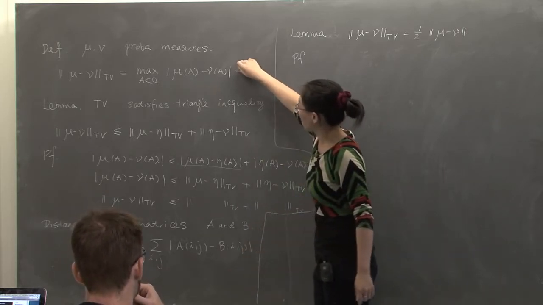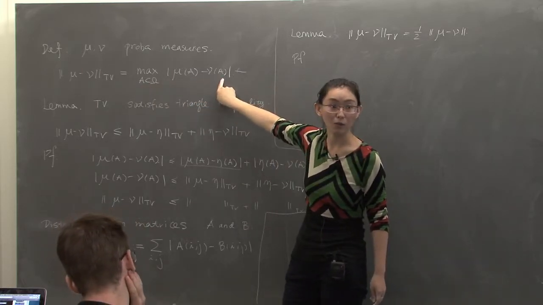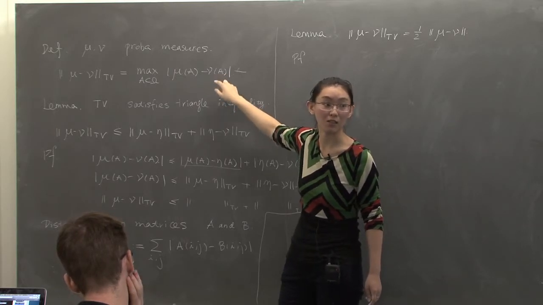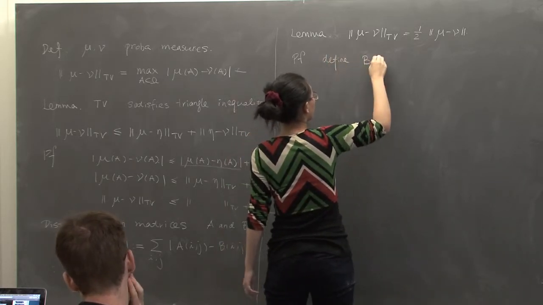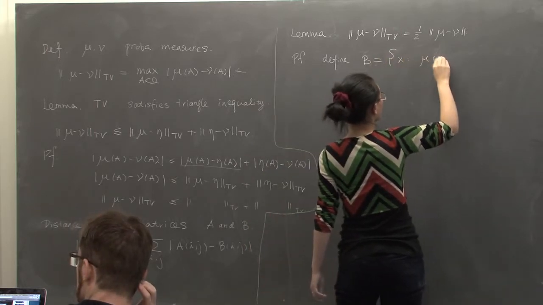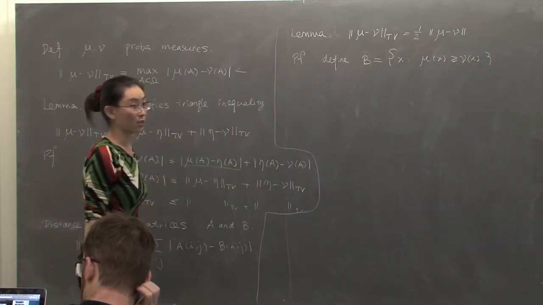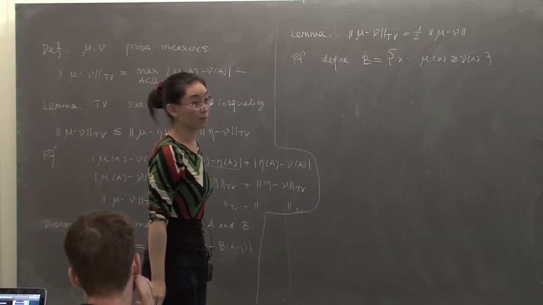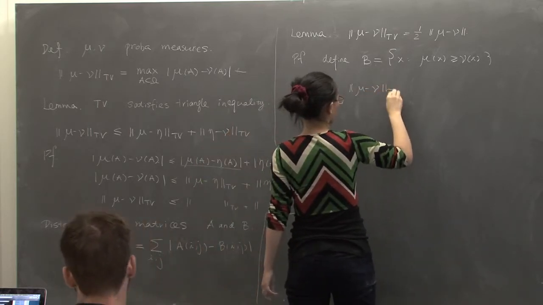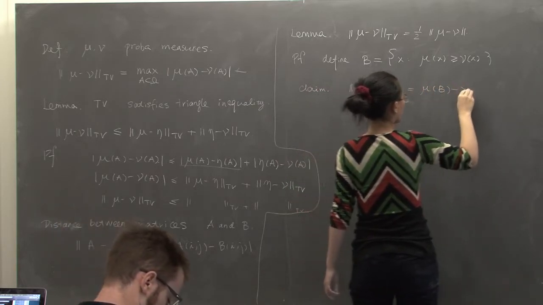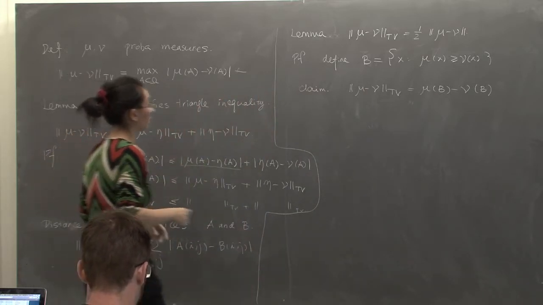So this is the definition of total variation distance. It takes the max over all possible A of mu(A) minus nu(A). And here, we want to find the good A so that it attains the maximum. So we define the set B. It is the set of vertices x such that mu(x) is greater than nu(x). And the claim is that the total variation distance equals mu(B) minus nu(B). So this is the first claim.